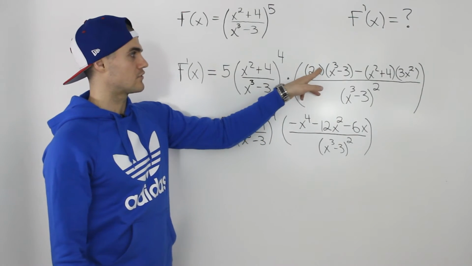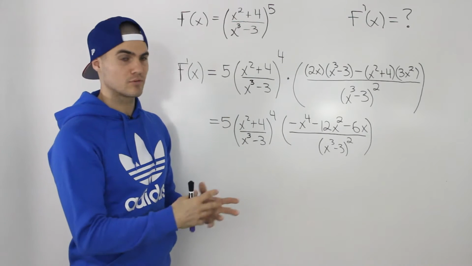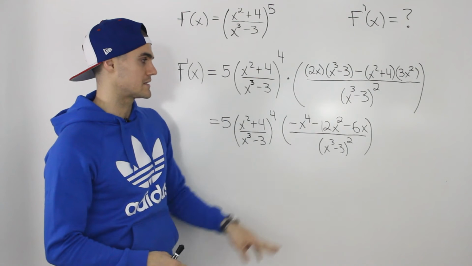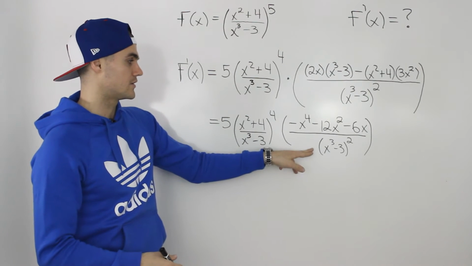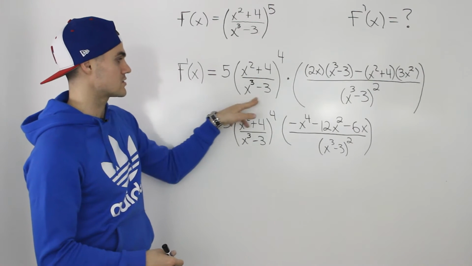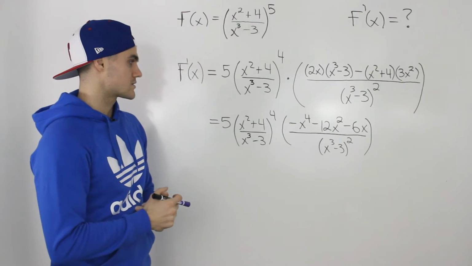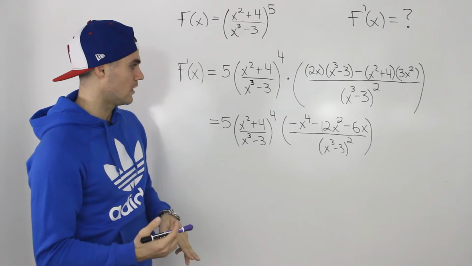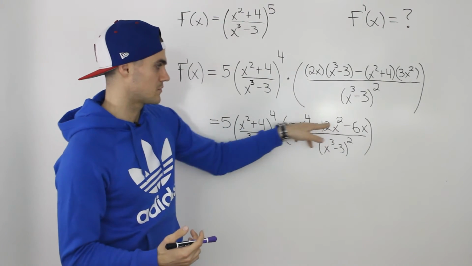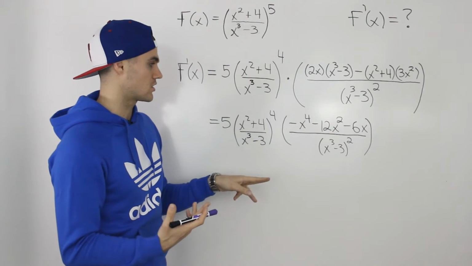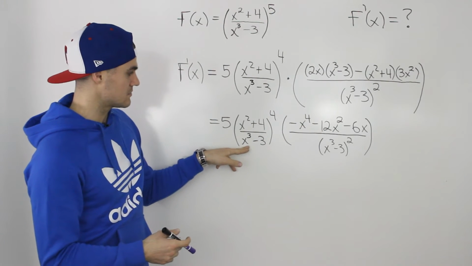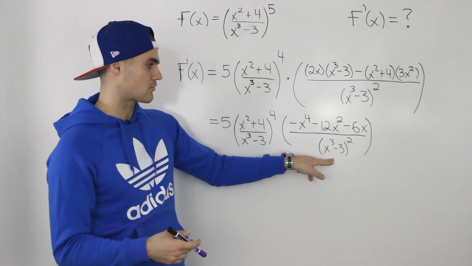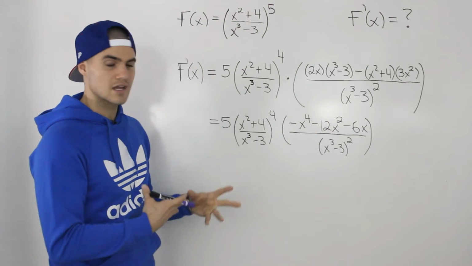So then distributing everything in the bracket here in the numerator and then simplifying all the like terms, you would end up with negative x to the power of 4 minus 12x squared minus 6x in the numerator. And then the denominator stays the same, and then this term here stays the same as well. So can we simplify this any further? Well, notice, number one, how we can factor out an x from the numerator here. x is a like term. And also notice how this x to the power of 3 minus 3 is a like term as this x to the power of 3 minus 3. So let's see if we can somehow combine them.